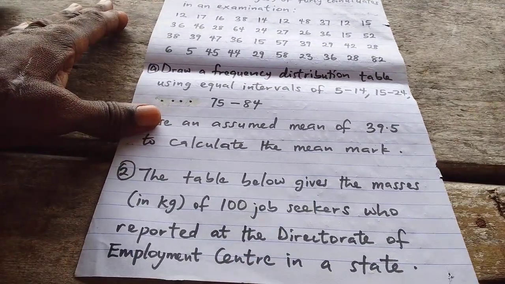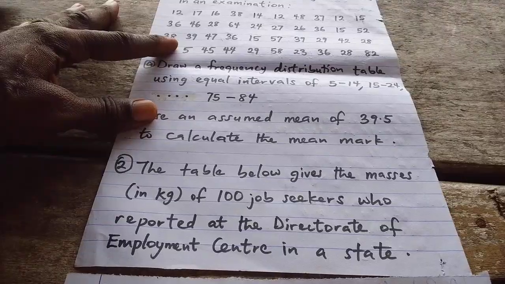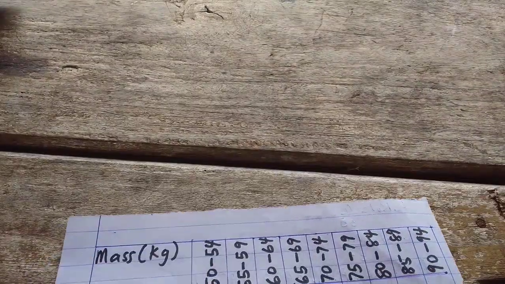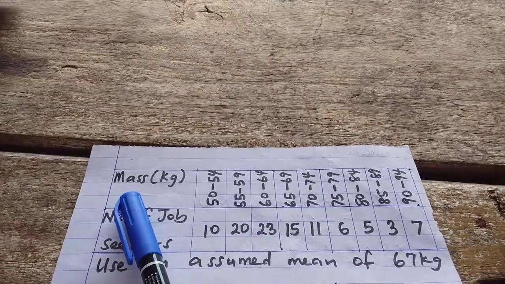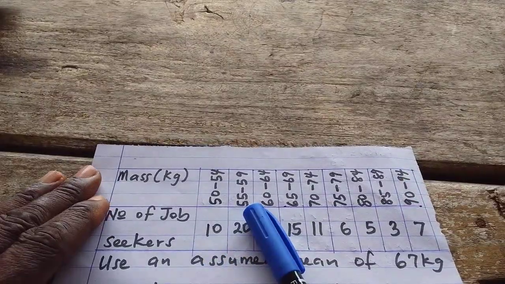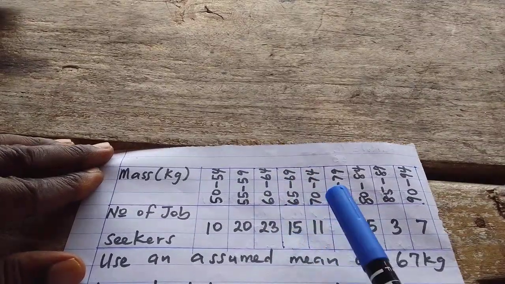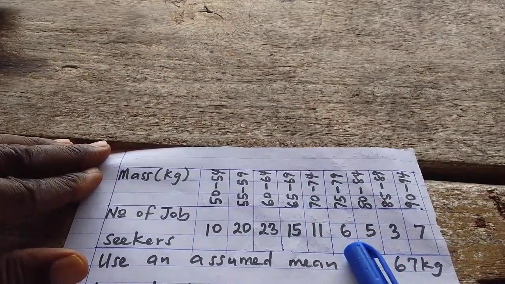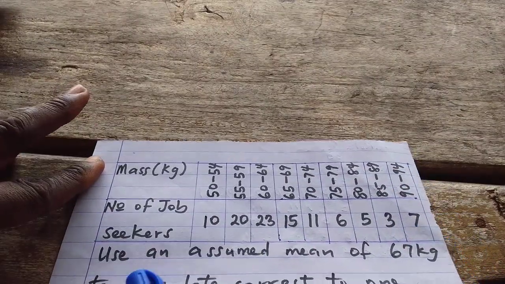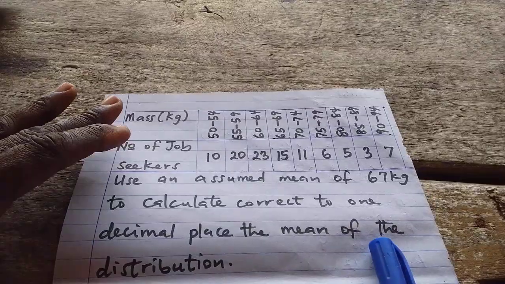Number 2, the table below gives the masses in kilogram of 100 job seekers who reported at the Directorate of Employment Center in a state. So if this is the number of the job seekers, we have their masses. Those that weigh between 50 to 54, we have 10 of them. Those that weigh between 55 to 59, 20. 60 to 64, 23. 65 to 69, 15. 70 to 74, 11. 75 to 79, 6. 80 to 84, 5. 85 to 89, that's 3. 90 to 94, that's 7. Use an assumed mean of 67 kg to calculate, correct to one decimal place, the mean of the distribution.